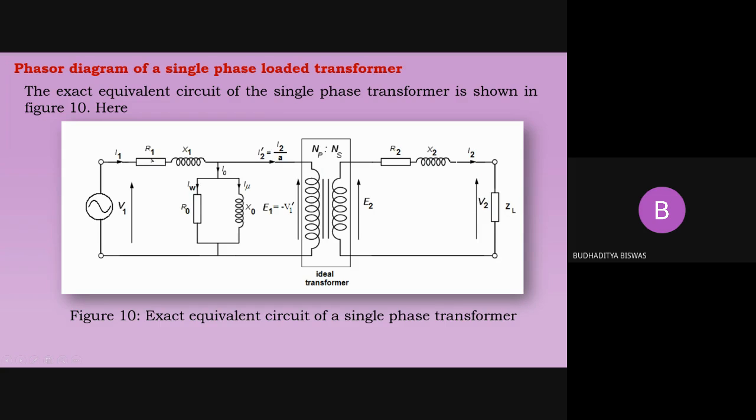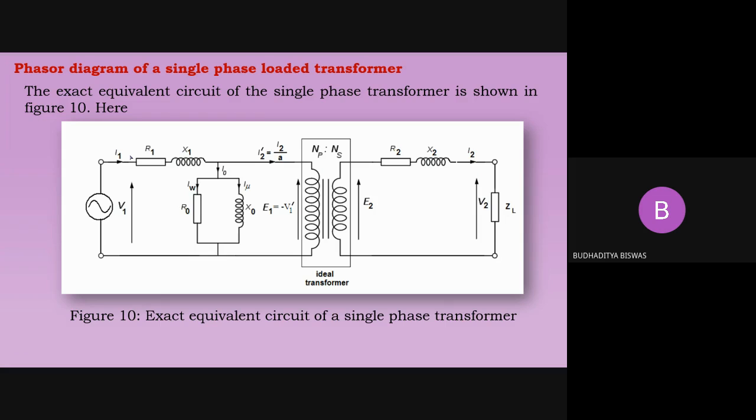After that, we need to find the voltage drop across the resistance and the voltage drop across the reactance. Then the summation of these voltages, that is the voltage across the winding plus the voltage across the resistance and the reactance, should be the value of V1. And the angle between V1 and I1 is called the phase difference of the transformer.